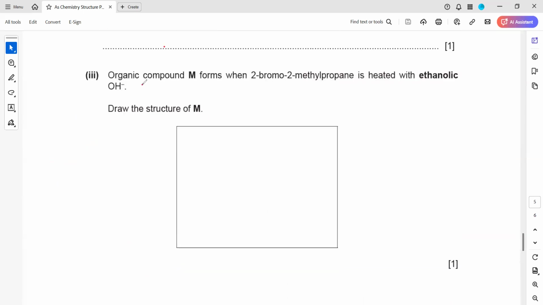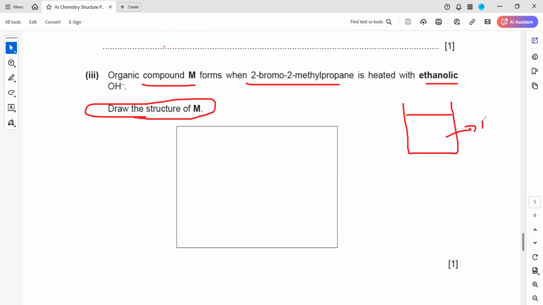So in the question, they mention a compound M is formed when 2-bromo-2-methylpropane is heated in ethanolic. If it is heated in ethanolic, then it will be an elimination reaction. Ethanolic means alcoholic, like the medium is alcohol. In the alcohol, the reaction happens. You have an alcohol and you heat this compound, 2-bromo-2-methylpropane, in the presence of OH. It can be potassium hydroxide or sodium hydroxide in alcoholic medium. When a halogenoalkane reacts in alcoholic medium, it results in the formation of an alkene.